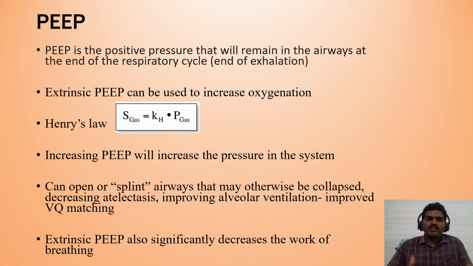So when you increase the PEEP, it can open or splint airways that may otherwise be collapsed at the end of expiration, and the decreased atelectasis improves the alveolar ventilation, and improved VQ matching can be achieved by increasing the PEEP. Extrinsic PEEP also significantly decreases the work of breathing because the alveoli don't have to expand and collapse every time a breath is taken. The alveoli are splinted into an open position. They don't have to do much work.